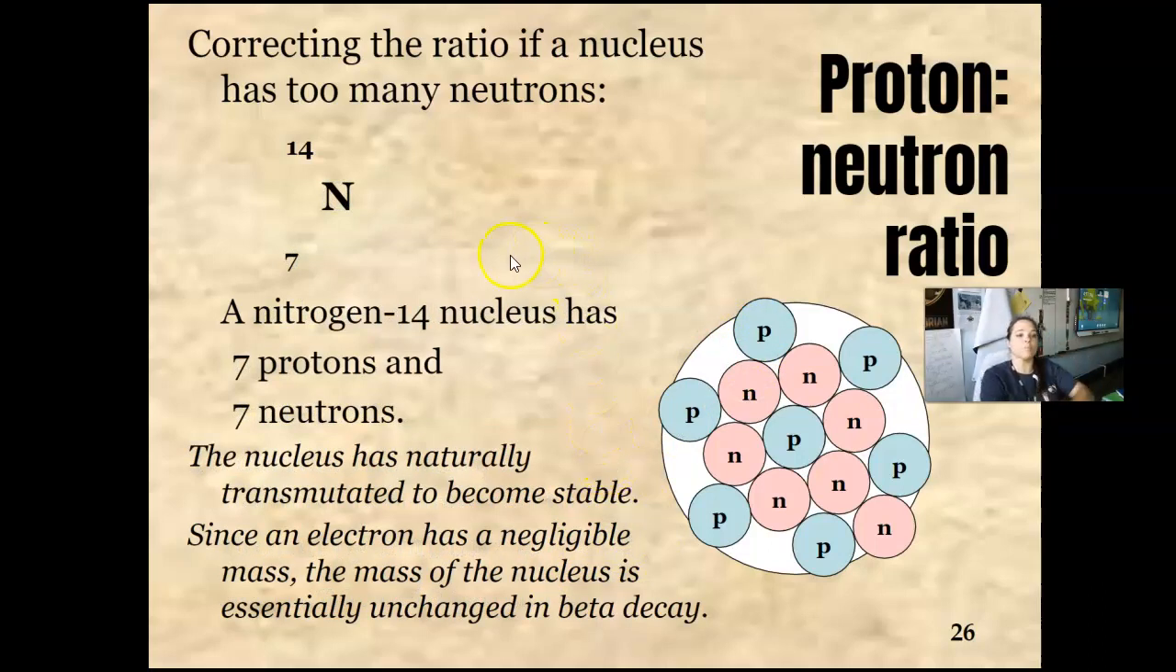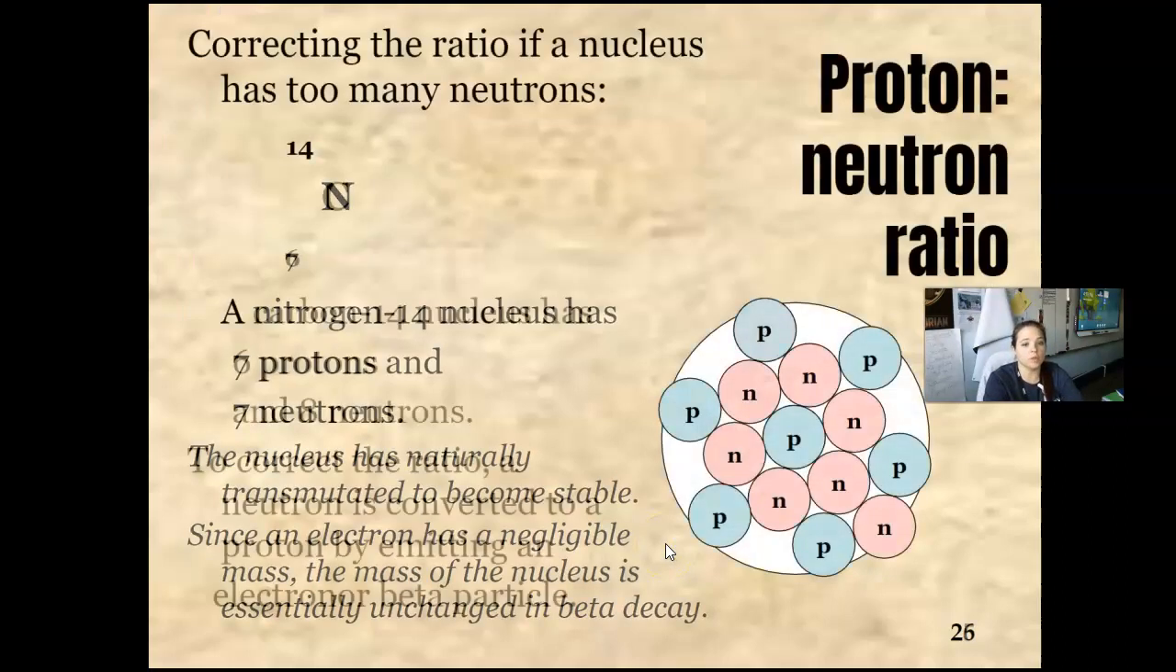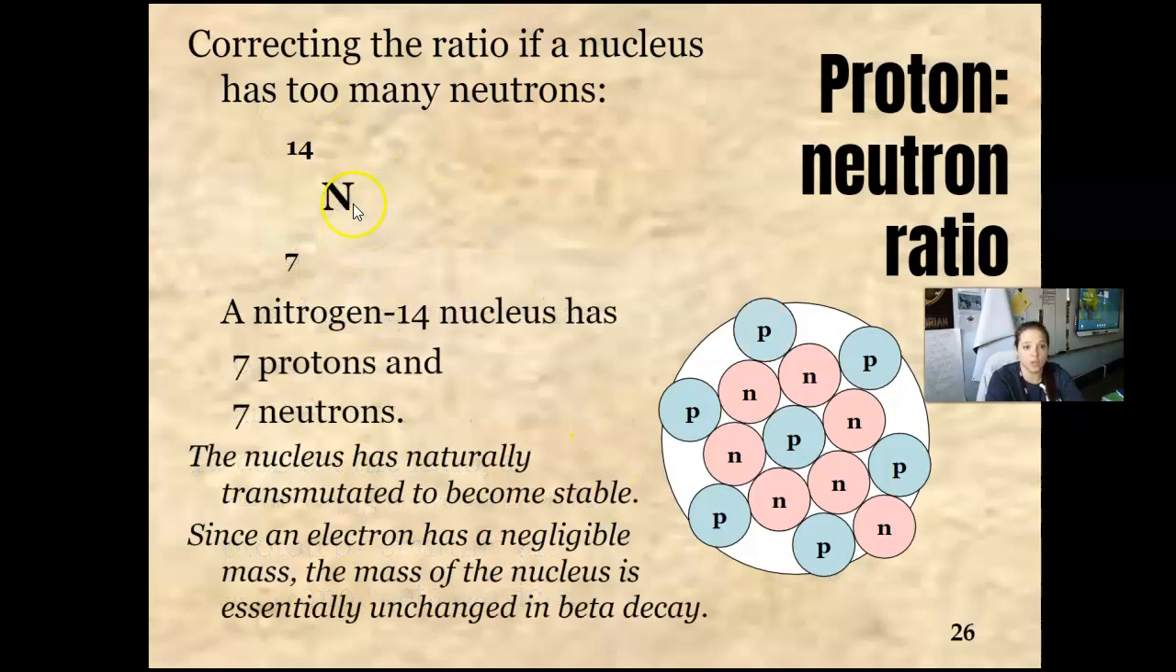So a nitrogen-14 has 7 protons, 7 neutrons. This is naturally transmuted to become stable. Since the electron has a negligible mass, the mass of the nucleus is essentially unchanged in beta decay. Because what happened right here? We took a neutron and turned it into a proton, right? And when that happened, we changed the number of protons. We gain 1 more proton to make it nitrogen.